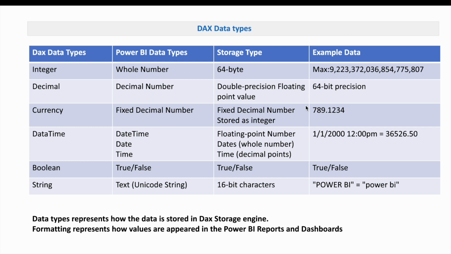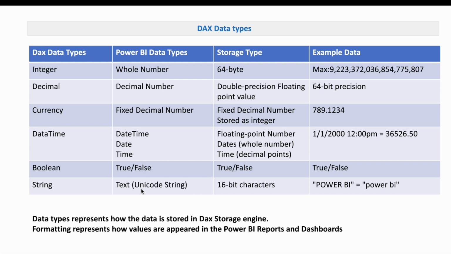So let's look at the storage types of these 6 data types. We have the whole number. The storage type is 64-bit. You can see it's a very big number. And we have decimal number, which has the decimal precision floating point value. It has 64-bit precision. So we have the fixed decimal number. When we have a data type like currency or money, that particular data will get into the fixed decimal number, and it will have only 4 digits of length after the decimal. And we have boolean, true or false value, and we have string.